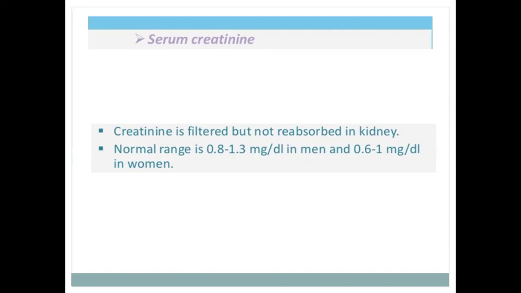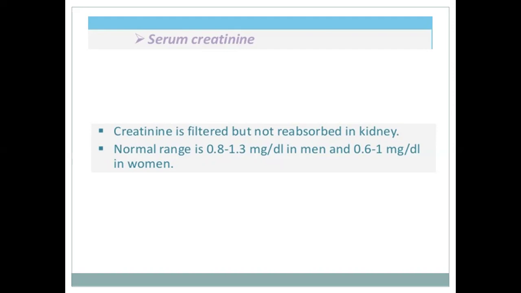And it has two important implications in clinical medicine. The first implication is the amount of creatinine excreted in urine over a 24-hour period. This correlates with muscle mass. It is constant for a given individual. It is about 15 milligrams per kg body weight. The quantity of creatinine is measured in a 24-hour urine specimen.